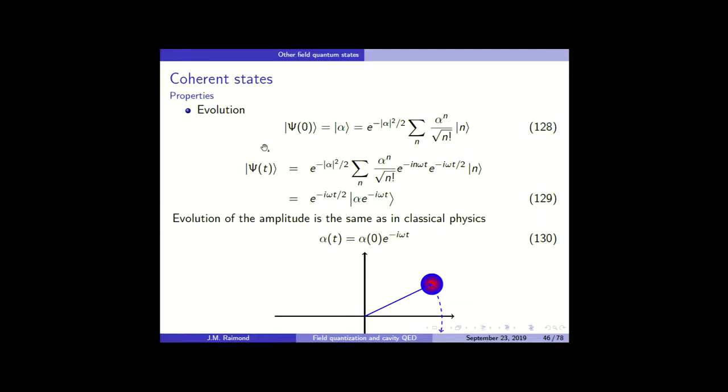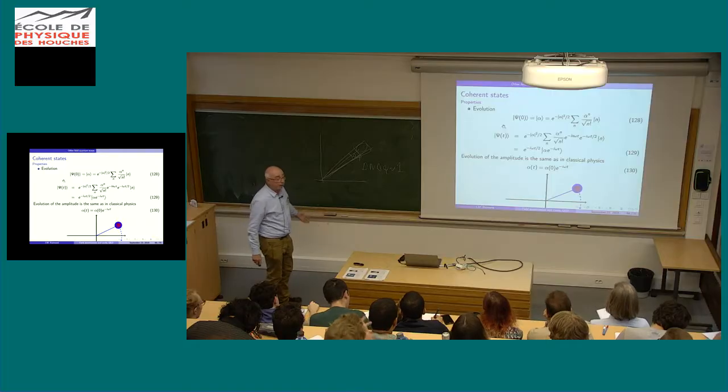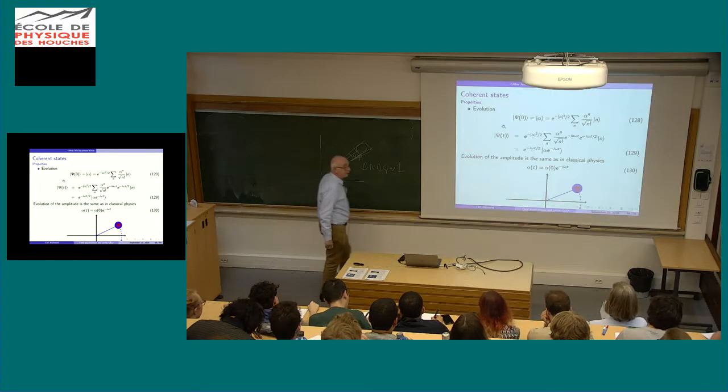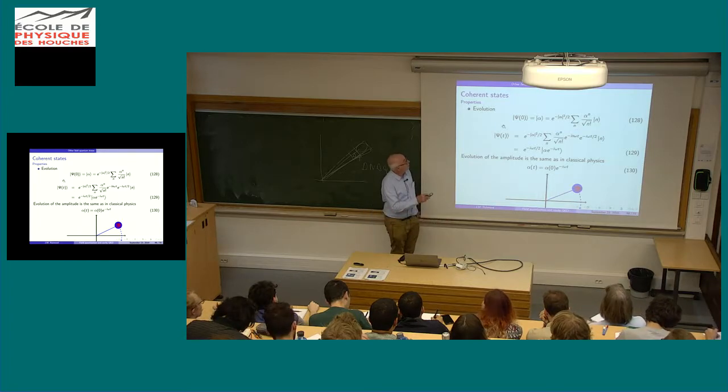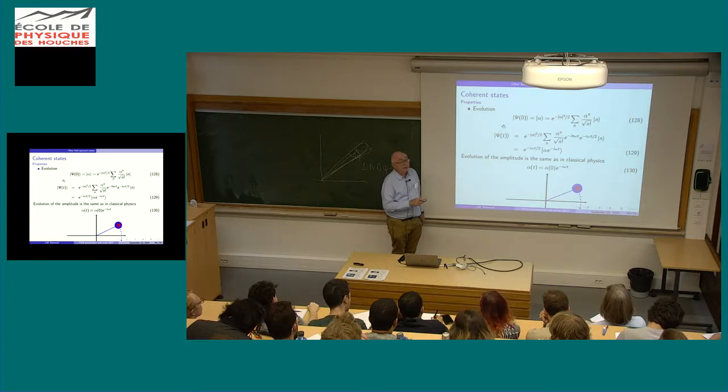How do they evolve in time? We are in the Schrödinger picture. The operators are independent of time, but the states do depend on time. What is the evolution of that as a function of time? I just have to use that |n⟩ is an eigenstate of the energy, so it just evolves with a phase factor, a Bohr frequency, that is the energy divided by ħ.